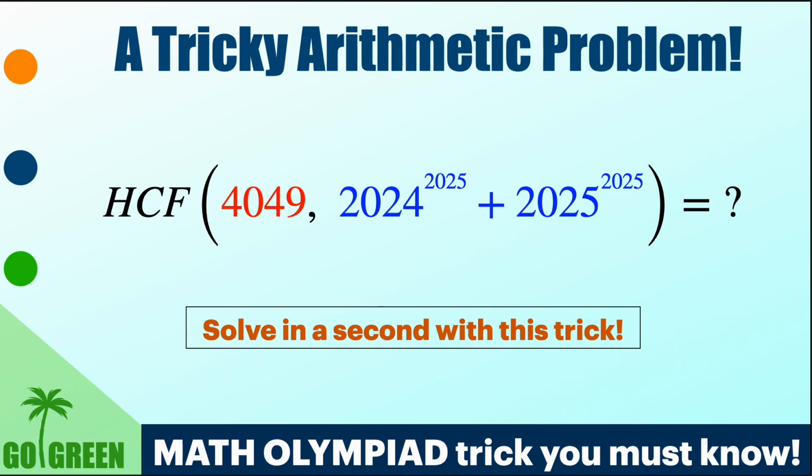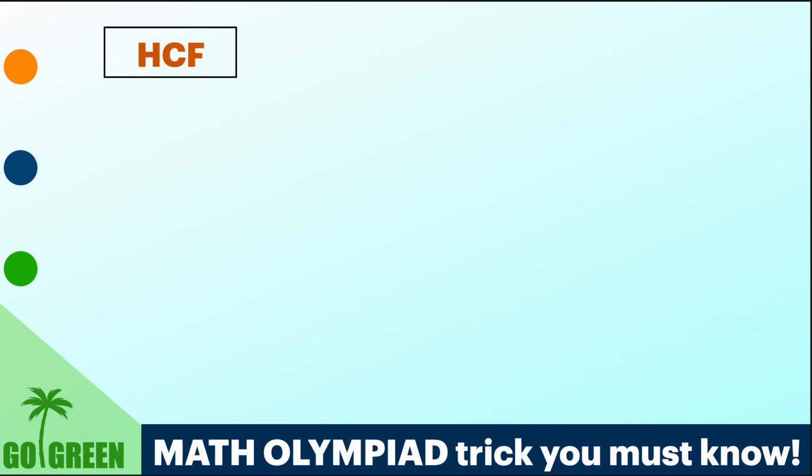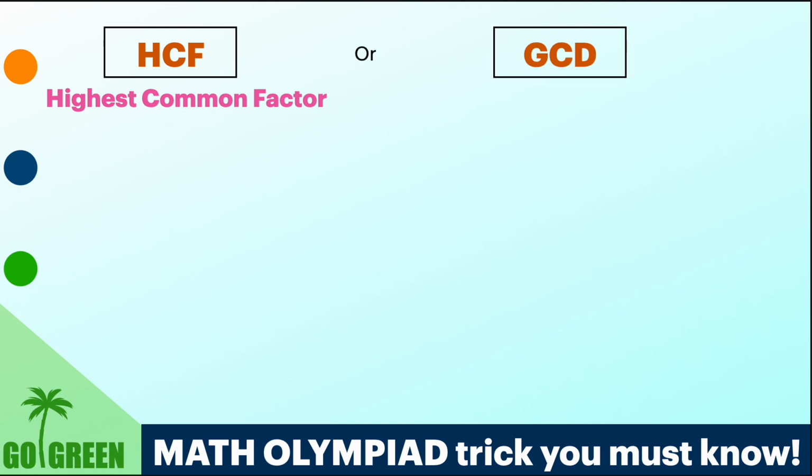This trick we have also used in other videos on our channel. Anyway, the trick is important, therefore I am repeatedly doing it. So first, what is HCF? HCF is the highest common factor. If you have two or more numbers, you collect all the common factors and then check which one is the highest common factor. This is also called GCD, the greatest common divisor. Both are exactly the same thing. There is no confusion.